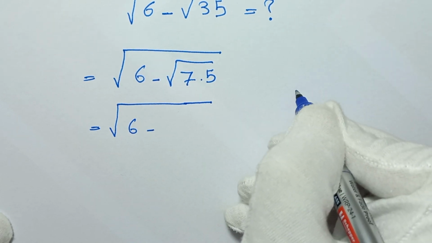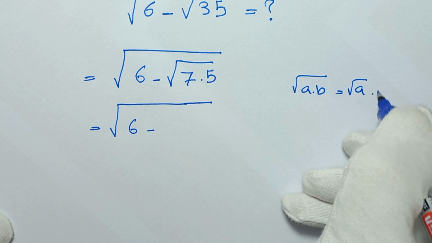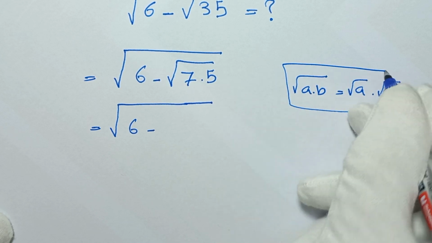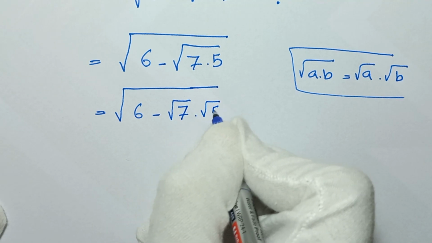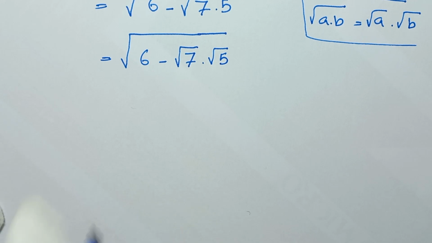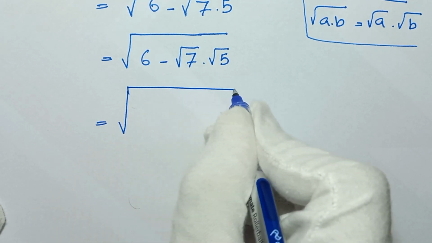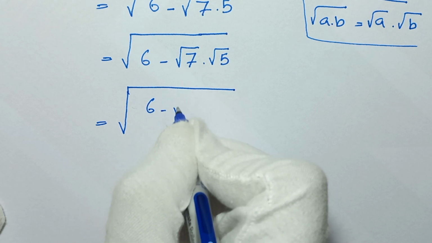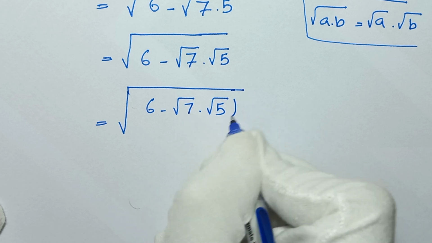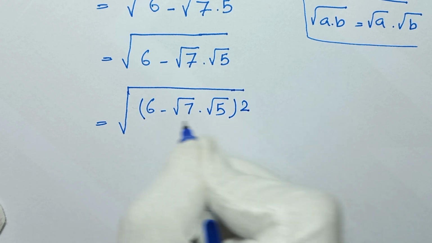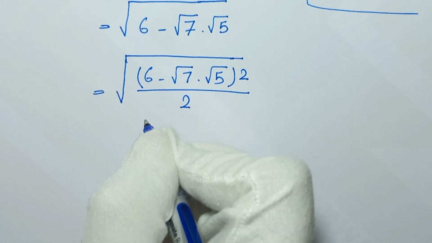as you know, if we have the square root of a times b, we can write this as the square root of a times the square root of b. So in here, we can write this as the square root of 7 times the square root of 5. And in the next step, we can write this as the square root of 6 minus the square root of 7 times the square root of 5, and we multiply this by 2 and divide by 2.